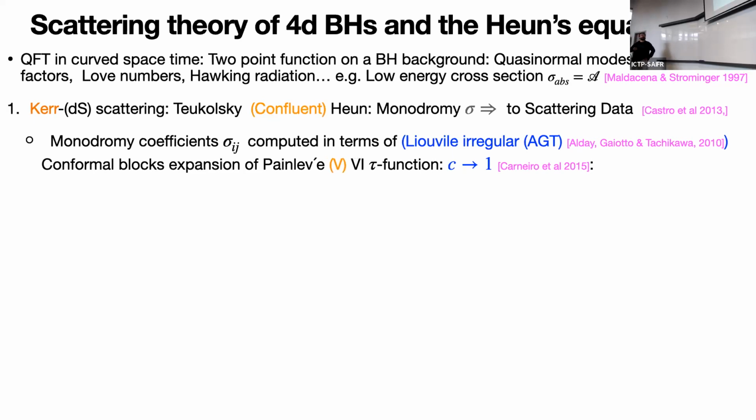One of them is given by studying the monodromy of this scattering problem. Basically, you're going to extract scattering data from studying the singularities of your equation. There was a very nice paper by Alejandra and some collaborators. And it turns out that you can compute this monodromy coefficient from some CFT techniques, which I'm not very familiar with, and in this case it's in the limit of the central charge going to infinity.